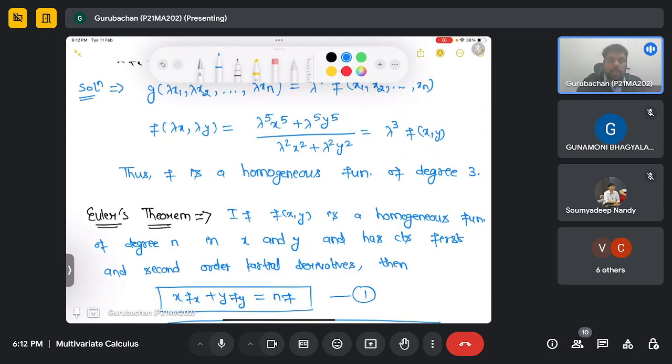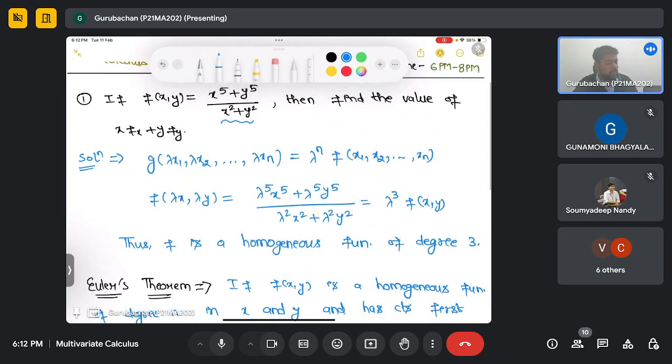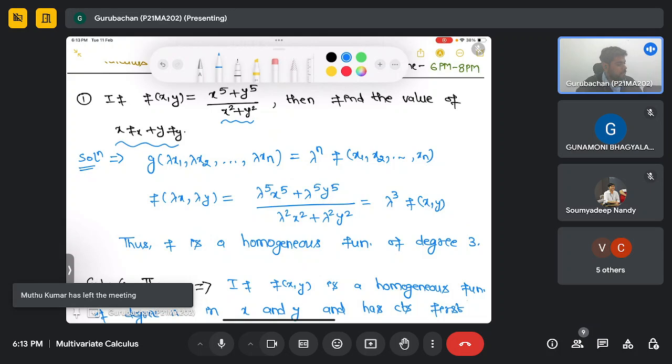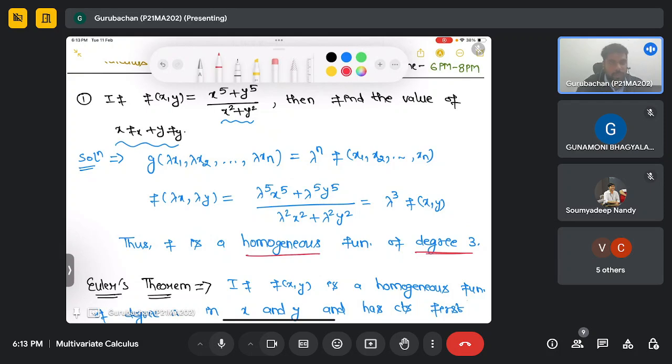In fact, you are looking at equation number one. One can observe that we can apply Euler's theorem in this question if we can prove that this function is a homogeneous function of some degree n. Since we have proven that this is a function of homogeneous degree 3, therefore we can apply Euler's theorem here.